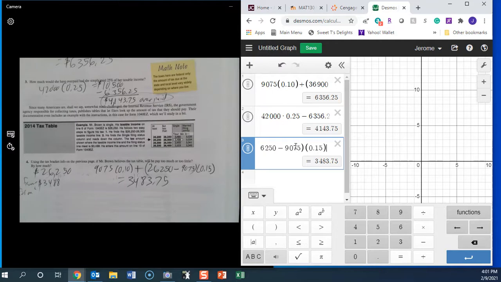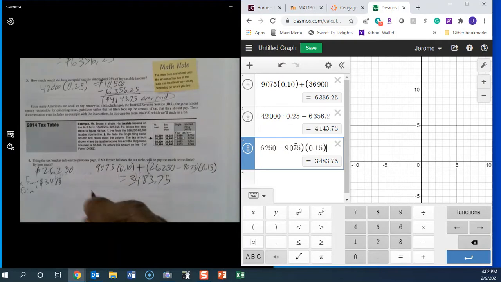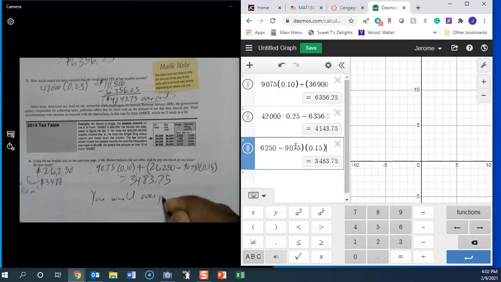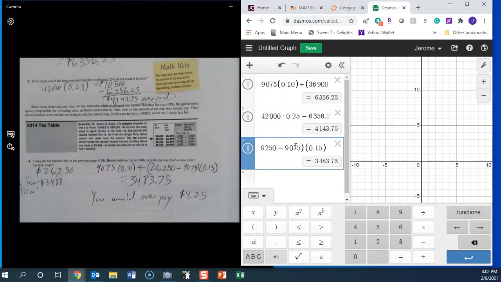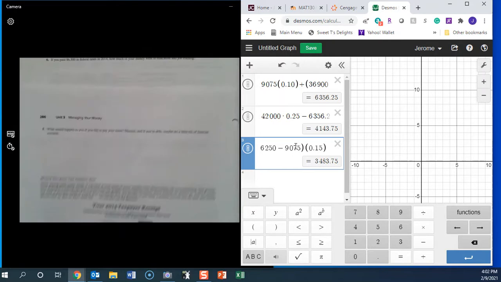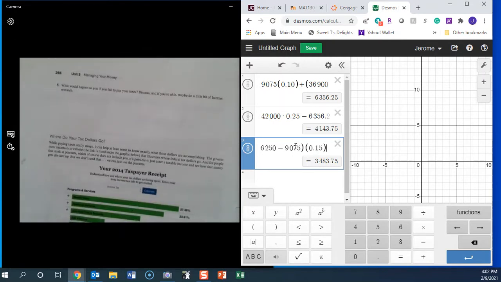So basically, you would overpay. It's only going to be about what, $4.25. You would overpay about $4.25. Well, okay, so now we move on here to the back.